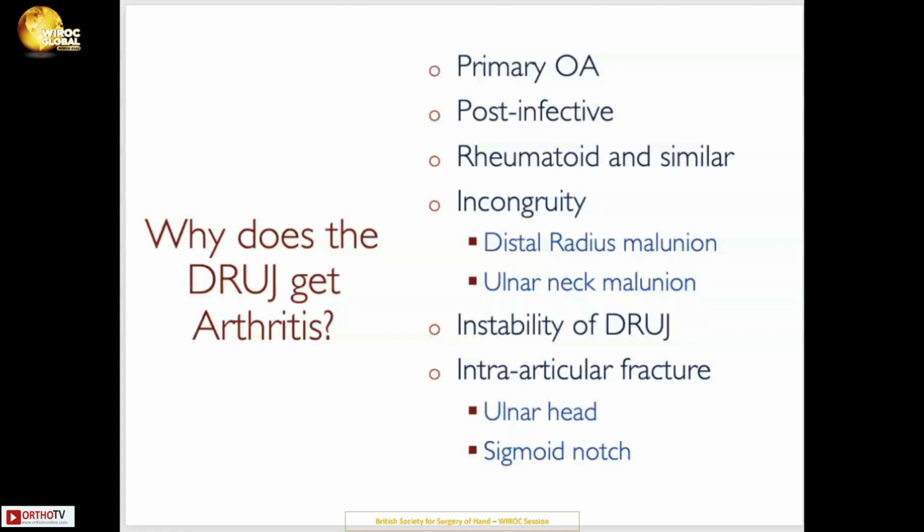Quite a common cause for those with trauma practices is incongruity. A distal radius malunion or an ulnar neck malunion can cause the sigmoid notch to abrade. If the DRUJ is unstable, then that can certainly cause arthritis. And if you have a fracture disrupting the ulnar head or the sigmoid notch, then of course over the years that may become arthritic as well.